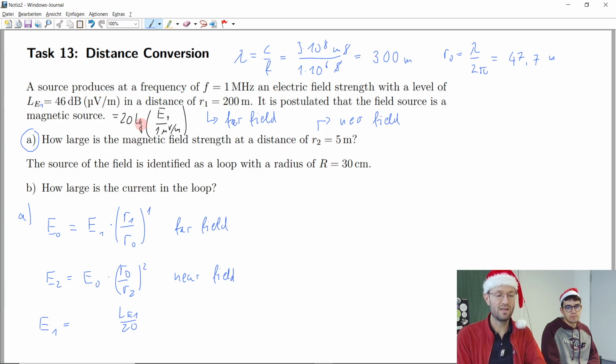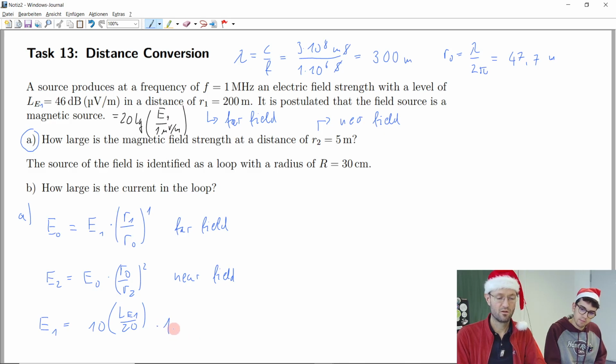And the base of this logarithm is 10. Decadic logarithm. It's not natural logarithm, it's decadic logarithm. So 10 to the power of this. And so, okay, then we have only this argument of the logarithm function left. And now we need to get rid of our reference value. In this formula we divide by the reference value, so here we need to multiply with the reference value, 1 microvolt per meter.